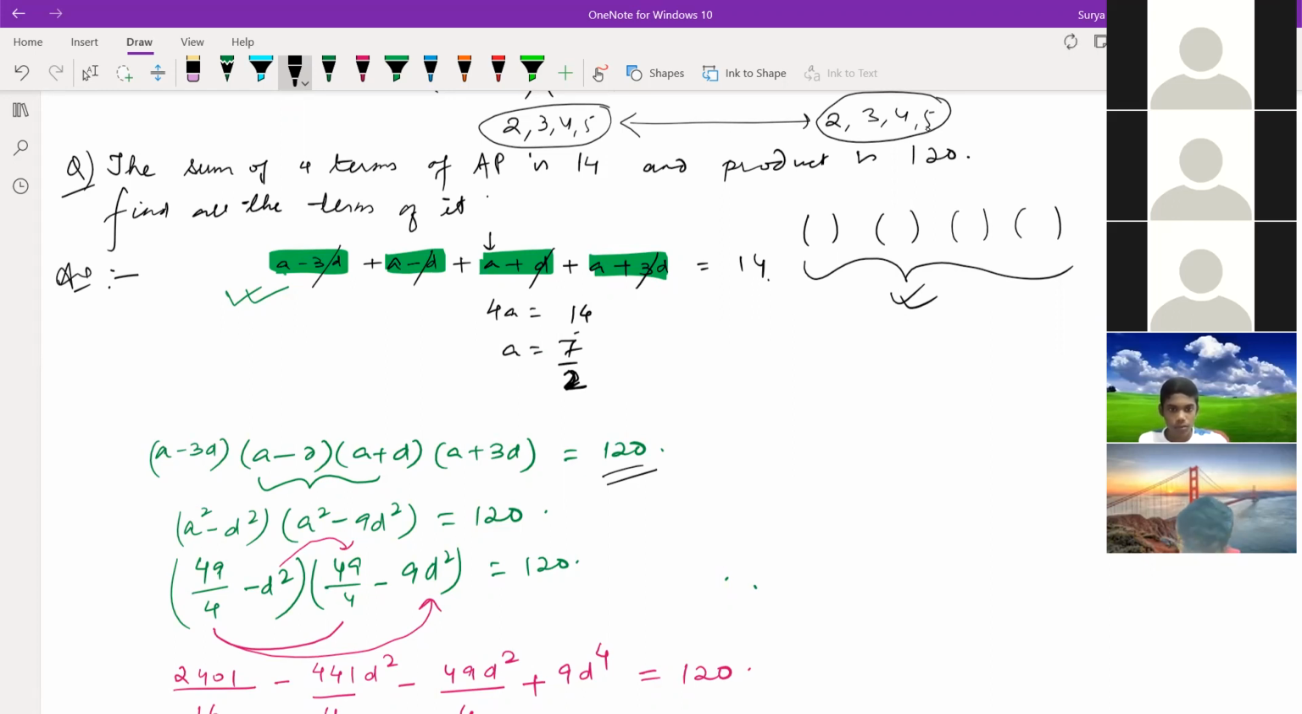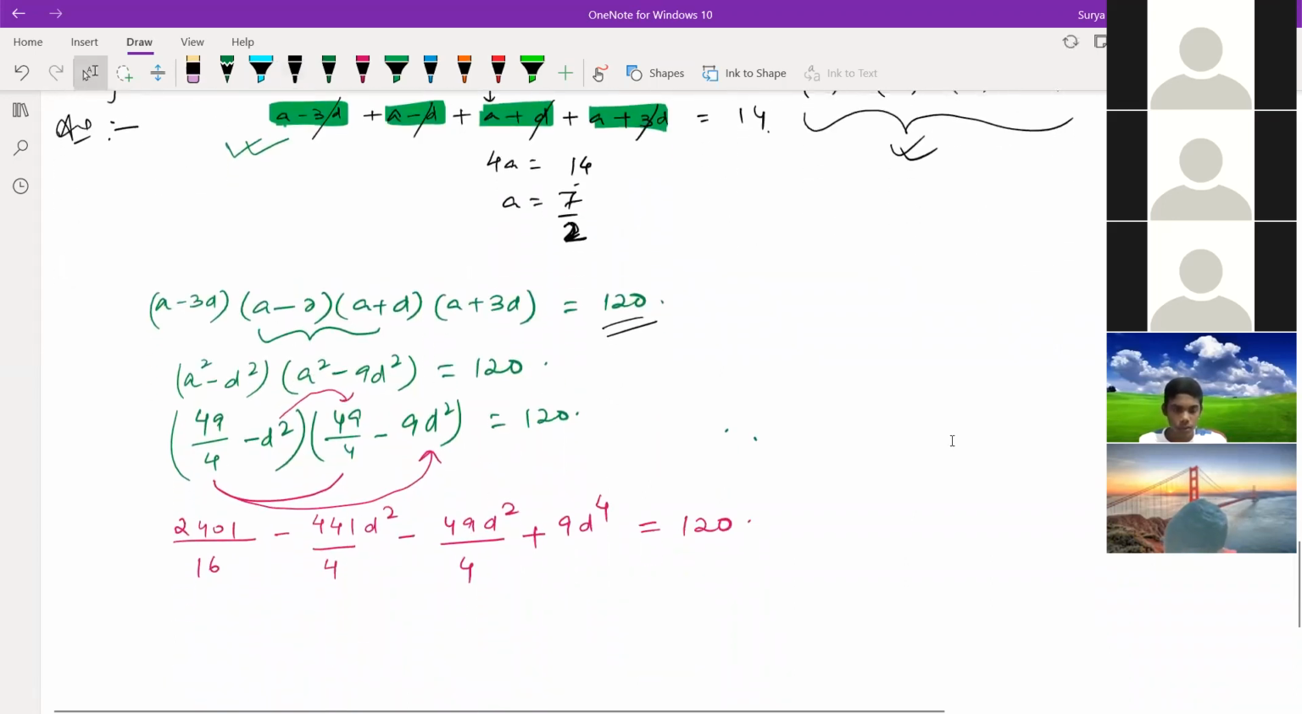You got this? No, sir. You are doing the same way that I have done here. No, sir, I did the other way. Other way, okay. So 2401 you can bring down to the other side if you need.